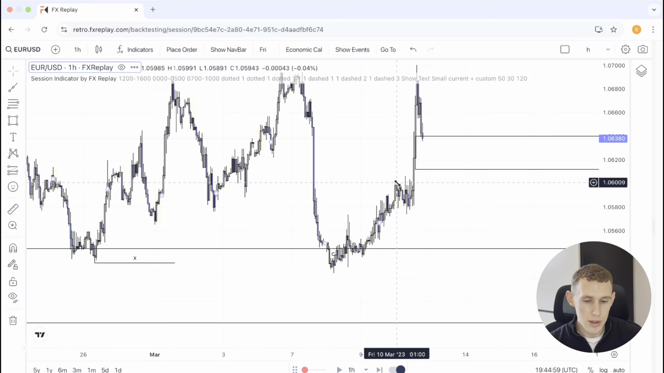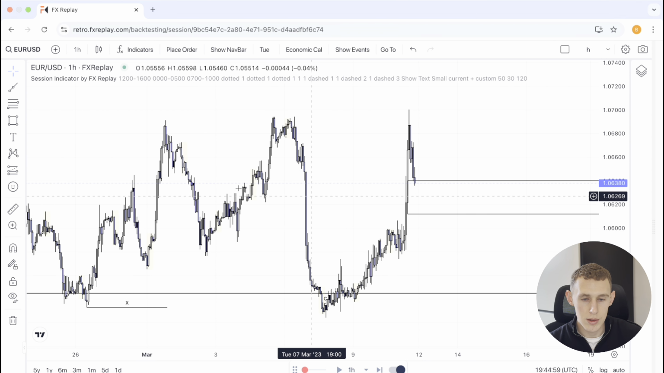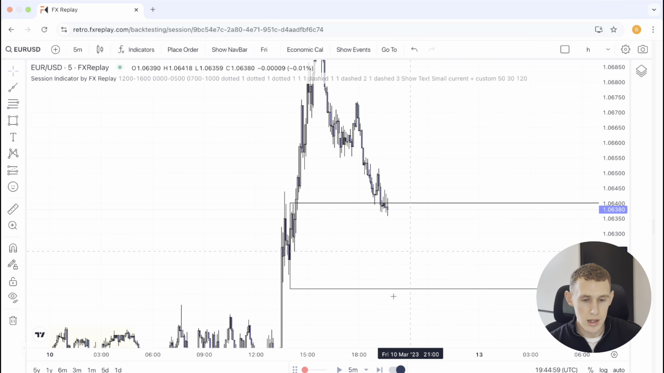If this level fails, I would expect price to maybe come back down into the lows again, seeing this as a sweep rather than a breaker structure. But let's just be reactive to price. Let's see how it develops from here.